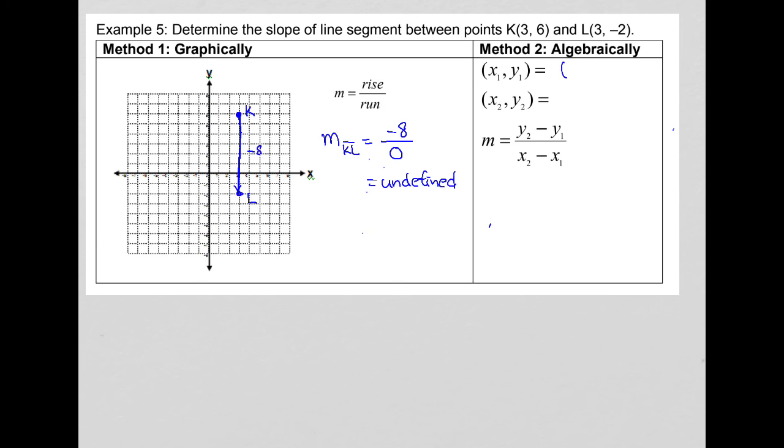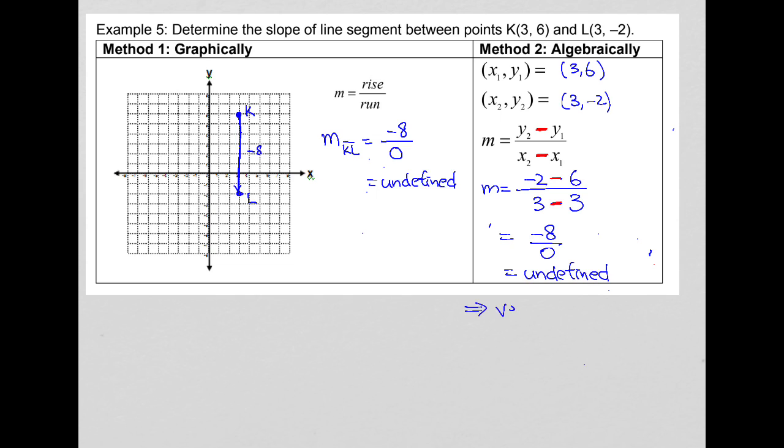So now let's do it algebraically. K will be my first point, 3 and 6. L will be my second point, 3 and negative 2. Using the slope formula, y2, which is negative 2, minus y1, which is 6, over x2, 3, minus x1, which is also 3. Once again, this negative sign, the red one, is from the formula, the difference between the y and the difference between the x. As you can see from here, it's negative 8 over 0, which is undefined. So that means whenever the slope is undefined, we know we have a vertical line.